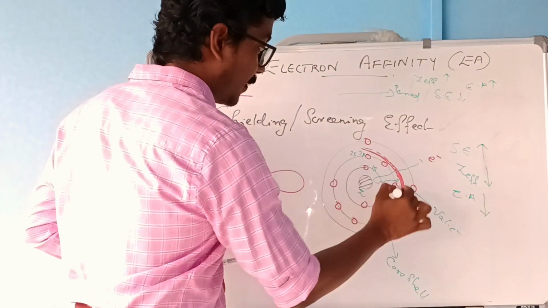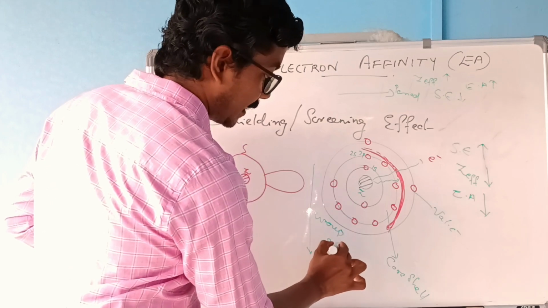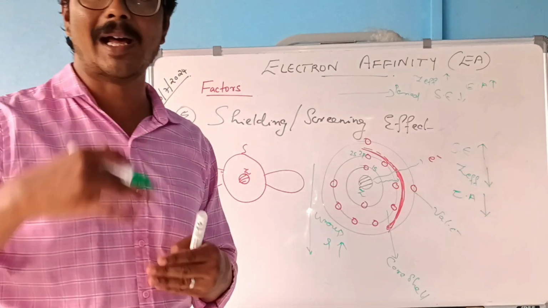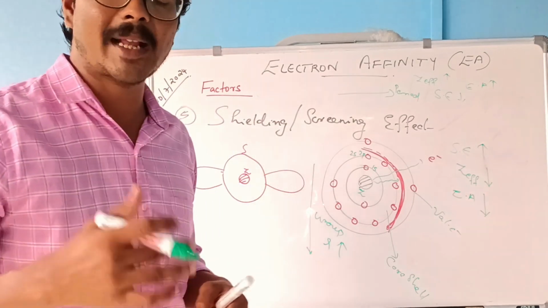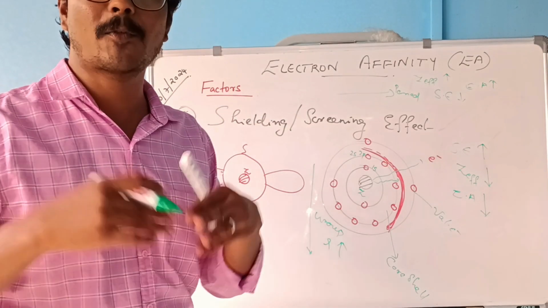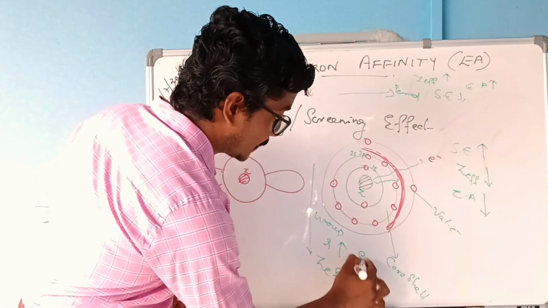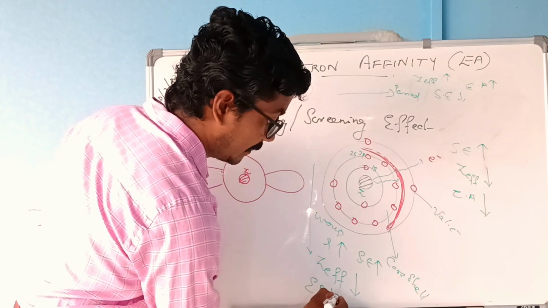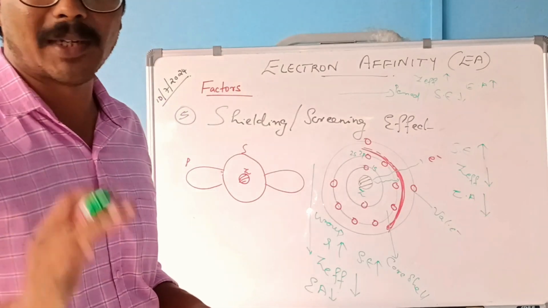But when moving down a group, atomic radii increases. When atomic radii increases, the number of core electrons also increases, because the number of shells is also added. More shells means more core electrons, and as a result, the screening effect increases and electron affinity decreases down the group. Electron affinity decreases down the group.